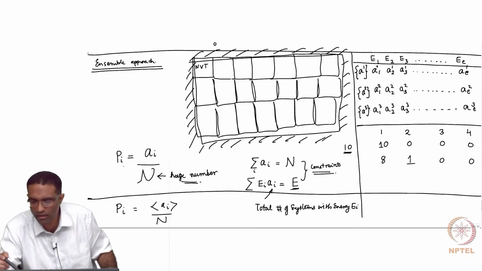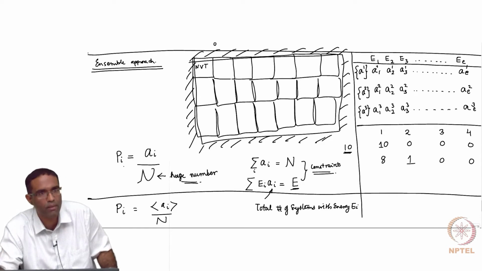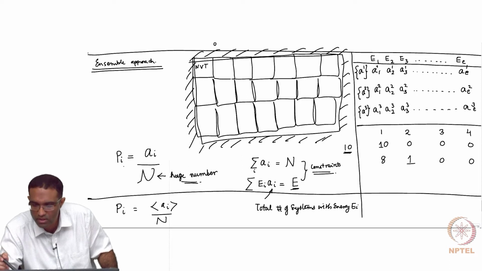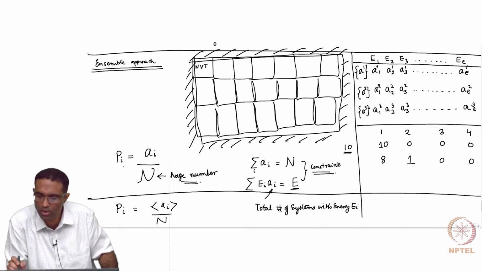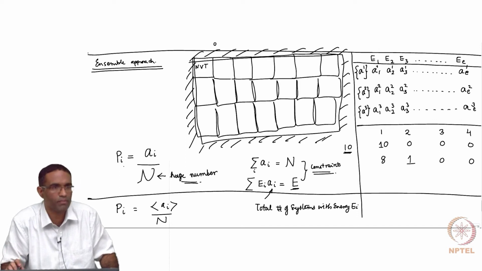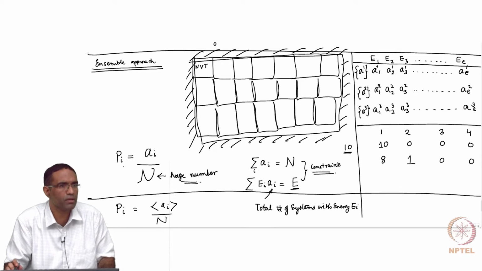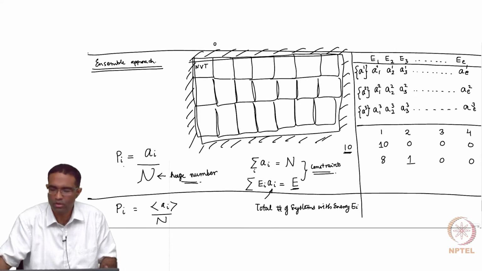So you can have A11. The superfix 1 is a label for the distribution that I am talking about, whereas the suffix here represents the energy level that is occupied by that system. So A11 means, in this example that we talked about here, it turned out to be 10, and in the second example it turned out to be 8, and so on. Is this aspect clear so far? Right? So this was okay.